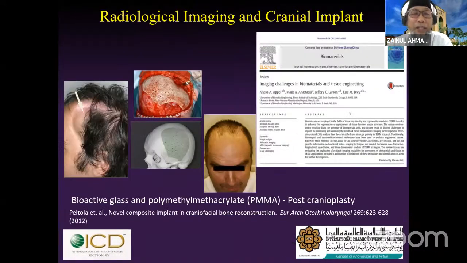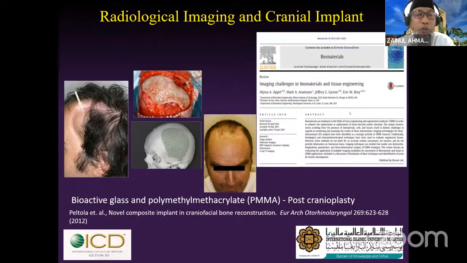One of the challenges that we have when we are doing this reconstruction is post-op evaluation or assessment. This is one of the papers published in Finland with regards to biomaterial. They used bioactive glass and PMMA to reconstruct post-cranioplasty patients with motor vehicle accident injuries. The temporal bone and the parietal bones were missing, and they needed to reconstruct them for aesthetic purposes.